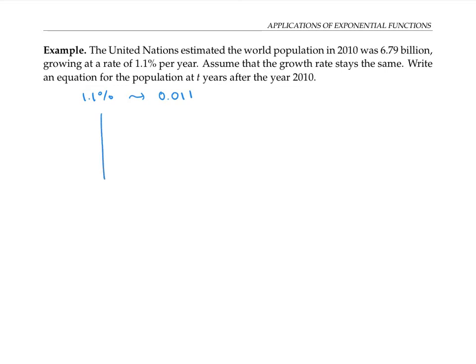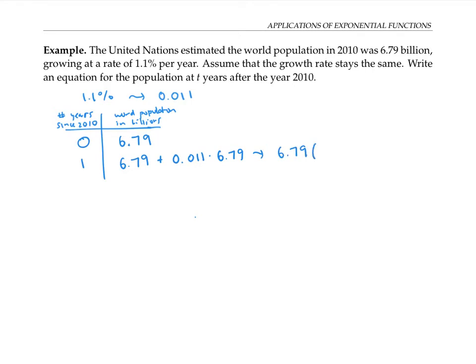0.011. So if we work out a chart as before, we see that after 0 years since 2010, we have our initial population, 6.79 billion. After 1 year, we'll take that 6.79 billion and add 1.1% of it, that is 0.011 times 6.79. This works out to 6.79 times 1 plus 0.011, or 6.79 times 1.011. Here we have our initial population of 6.79 billion and our growth factor of 1.011. That's how much the population got multiplied by in 1 year.